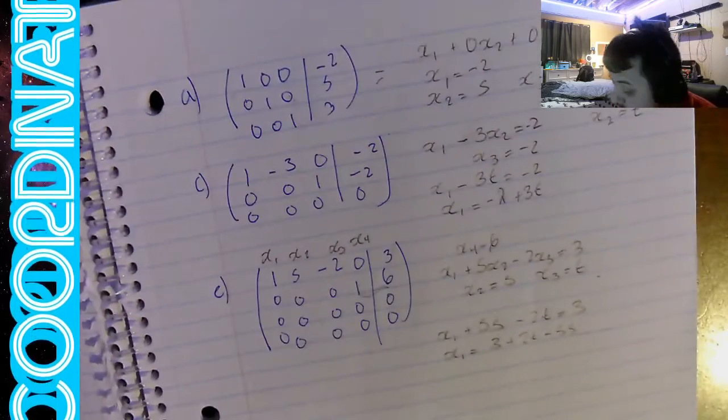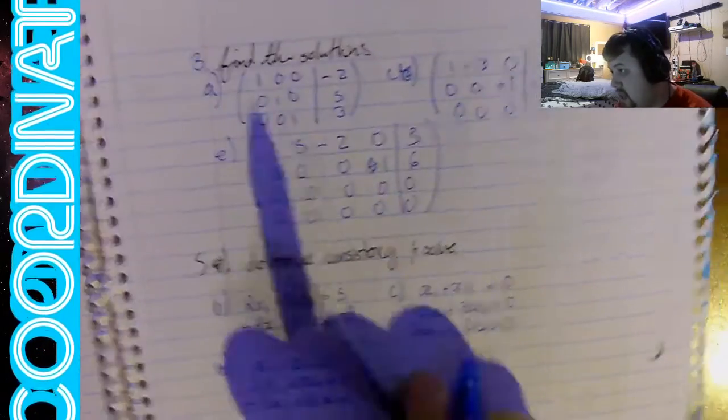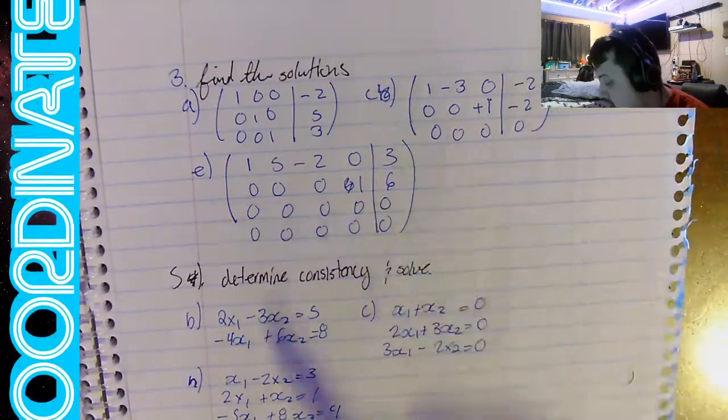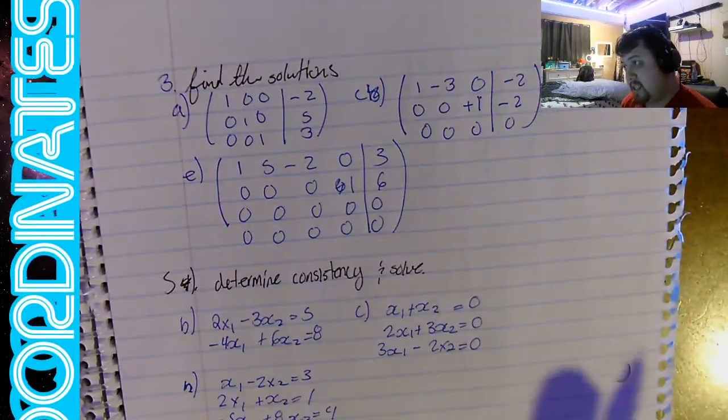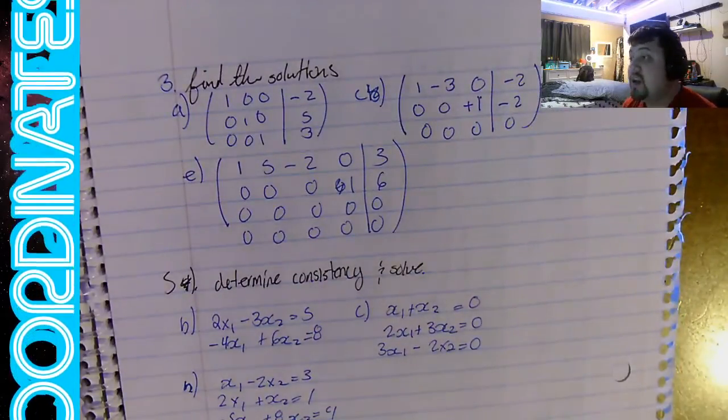Okay, next. This is asking for consistency and to solve. So it's going to ask if you want consistency, and if it has consistency, solve it.